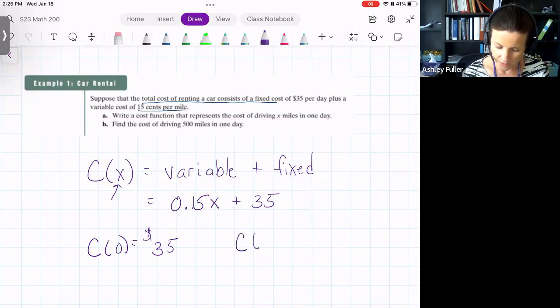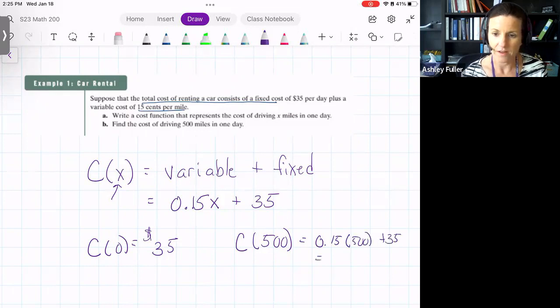However, I can also determine for part B the cost for driving 500 miles in a day, which is going to be 0.15 times 500 plus 35. It will cost me $110 to drive it 500 miles in that day.